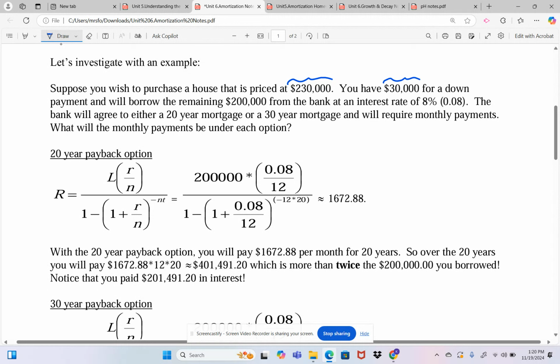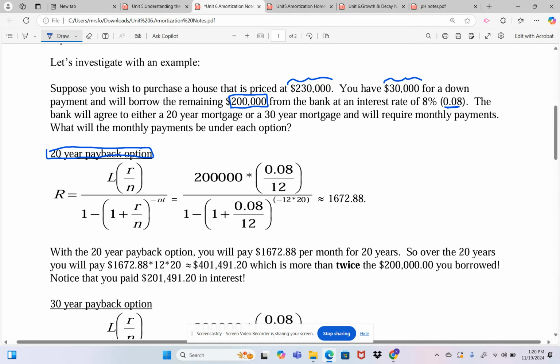You have $30,000 for a down payment, and you'll borrow the $200,000 from the bank at an interest rate of 0.08. The bank will agree to either a 20 or a 30-year mortgage and will require monthly payments. What will the monthly payments be under each option? Okay, so let's look at a 20-year payback option.